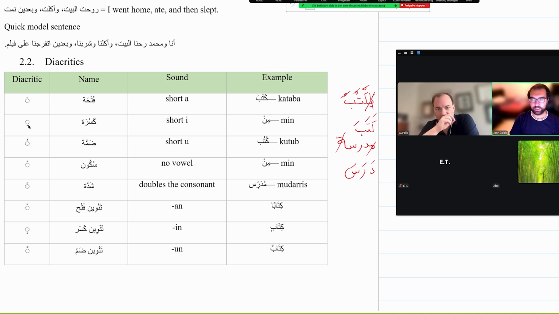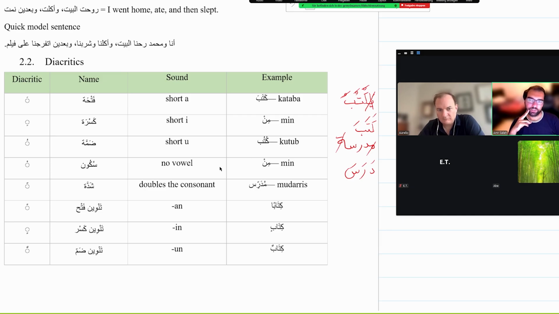Good. So the next thing is kasra, which means to like break. This is going to be a short e. So like here with mina, or min in Masri. Dhamma is an u, like kutub, books.